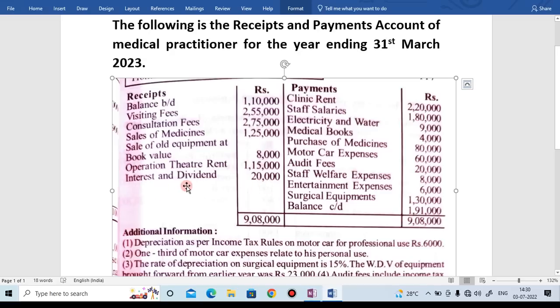Now this interest and dividend 20,000 is not related to the professional receipts of medical field. This can be considered as a doctor's personal interest and dividend. It is not related to the profession of medical. So now all the receipts we have taken.